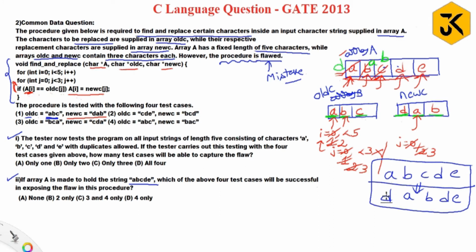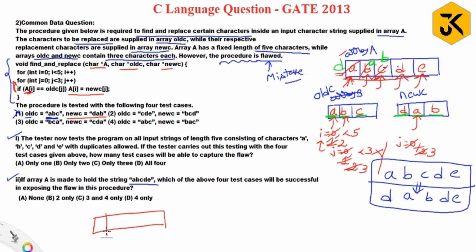See, a will be replaced with d, b will be replaced with a, c will be replaced with b, d will be replaced with nothing, they didn't give. So d will be d, e will be e. It can be anything. So option A. According to option A, there is no flaw in the given code. Okay. Similarly, let me take the second option.